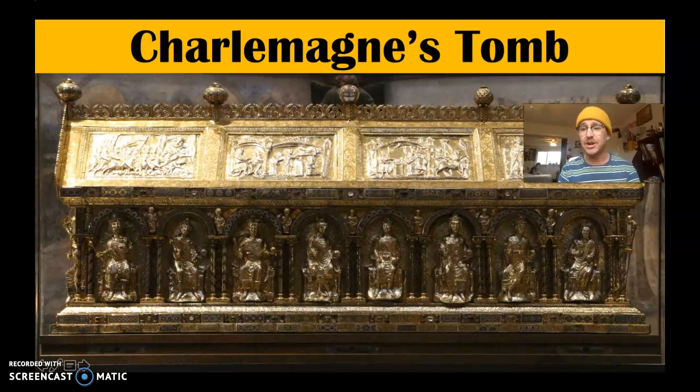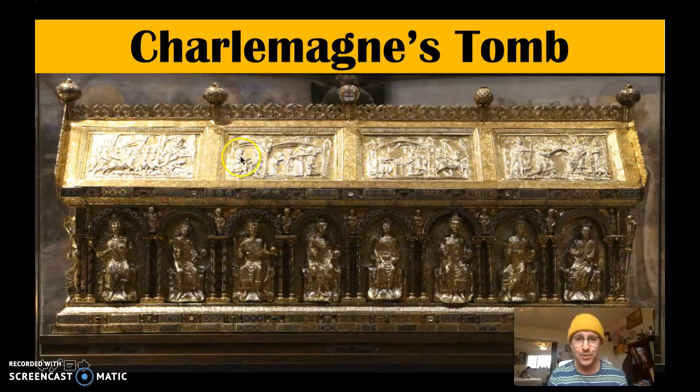Now, this is Charlemagne's tomb. If you were to go to Aachen today, you could actually still see this. It's made of solid gold with silver inlay, and you see these little panels here. What these are showing is the story of Charlemagne's life.